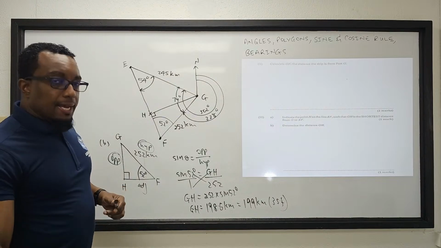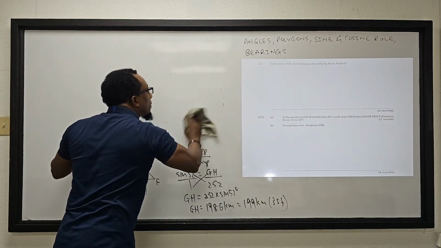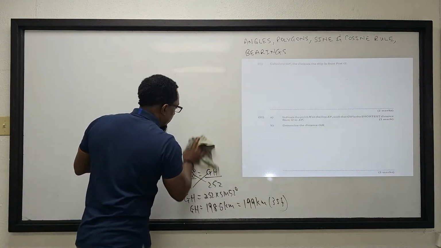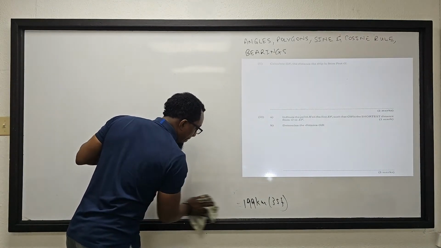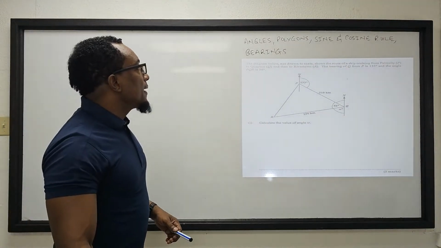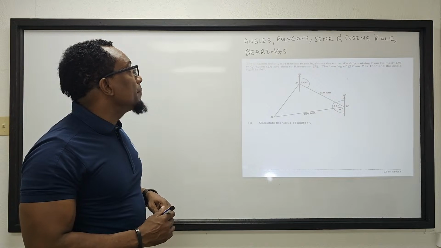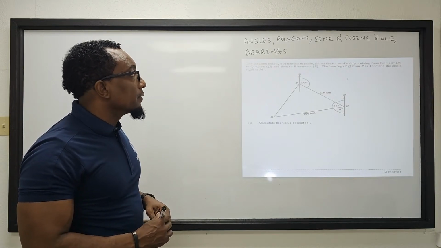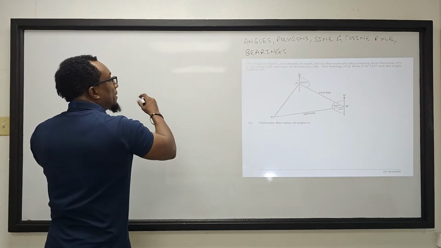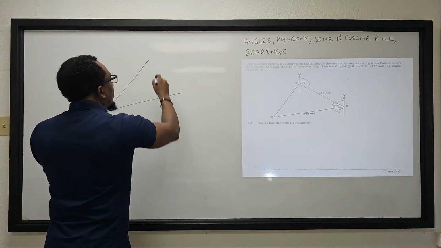Alright? So let's look at one more question on bearings. The diagram below, not to scale, shows the route of a ship cruising from Palm City P to Quayton Q and then to Riverton R. The bearing of Q from P is 133 degrees and the angle PQR is 56 degrees. So we have this diagram here.